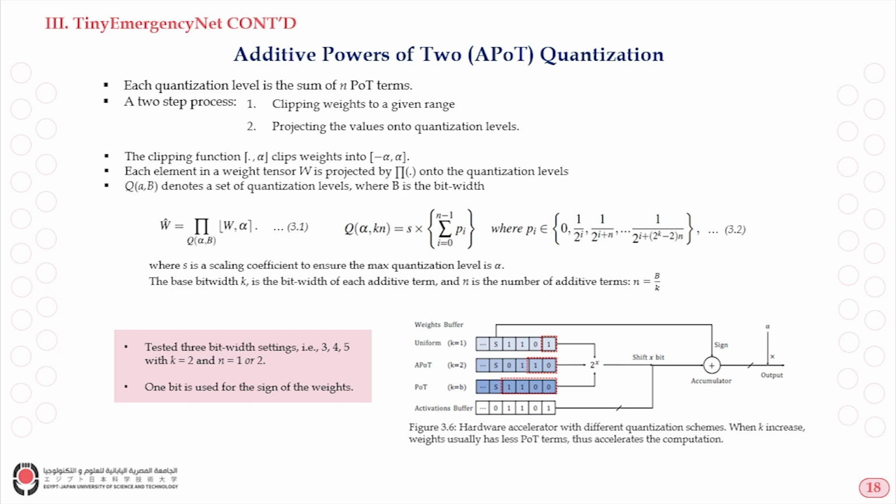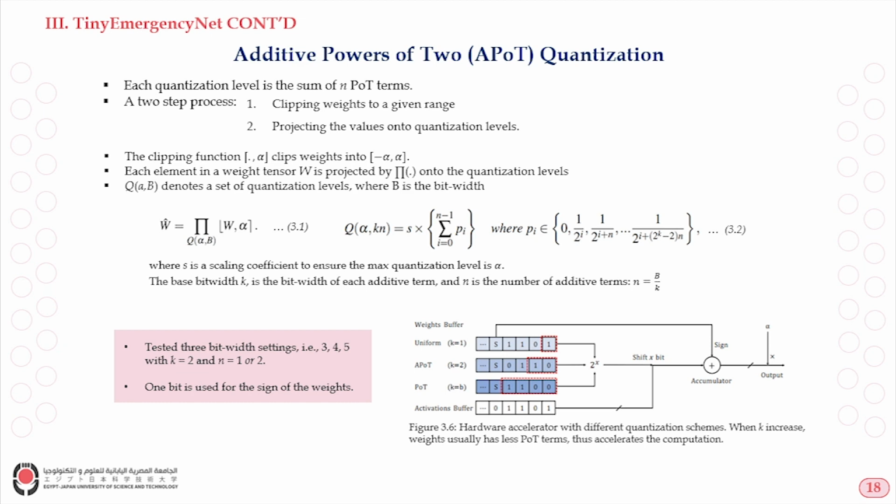One, we first clip the weight into a given range, because we will also talk about in deep neural networks, the range of weights is really large. So you have to clip the weights to a certain range, and then after you clip them, you project it into the quantization level. And we said that in additive powers of 2, the quantization levels, which are described by equation 3.2, are in terms of sums of powers of 2.